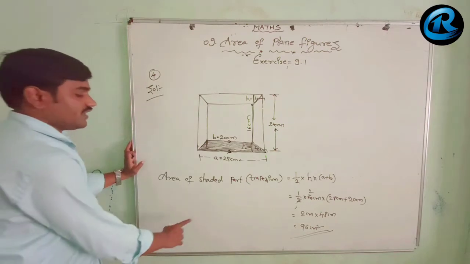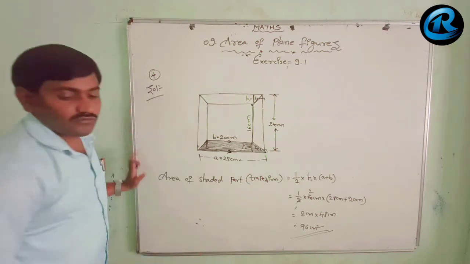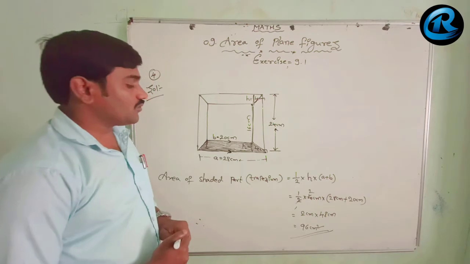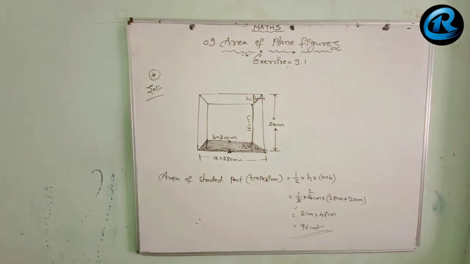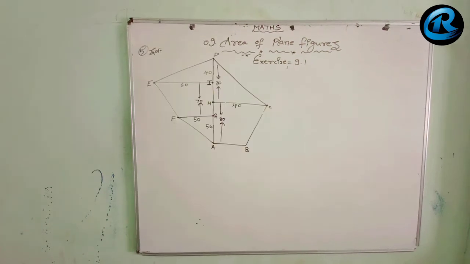Therefore the area of the shaded part is equal to 96 centimeter square. Now let's go for this fifth bit.